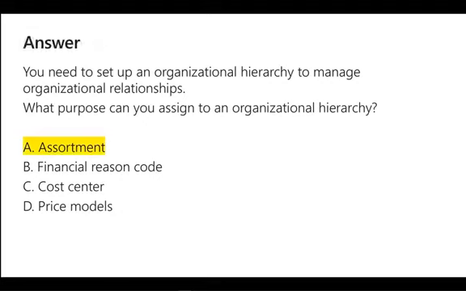The correct answer is A. Assortment. If you look at the organization hierarchy purposes which we learned, we will find retail assortment. The rest of the answers are not organization hierarchy purposes at all. For example, cost center is a business unit in the business organization hierarchy. It's not a purpose of the organization hierarchy.